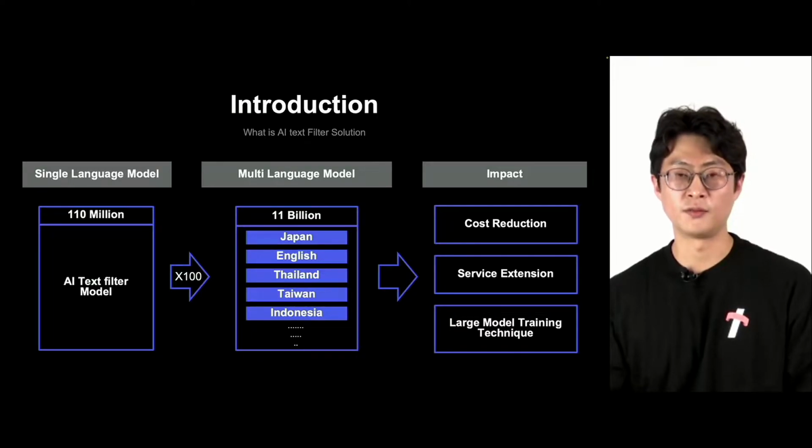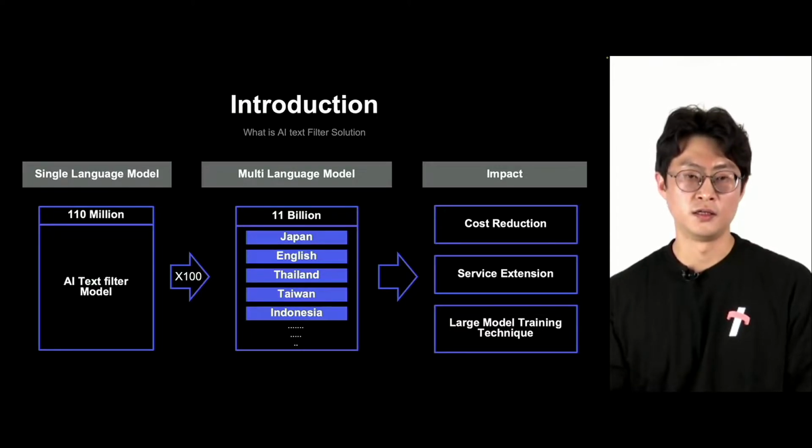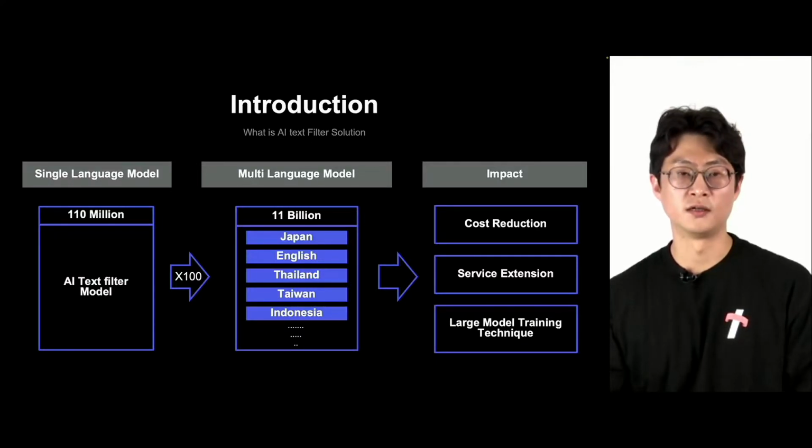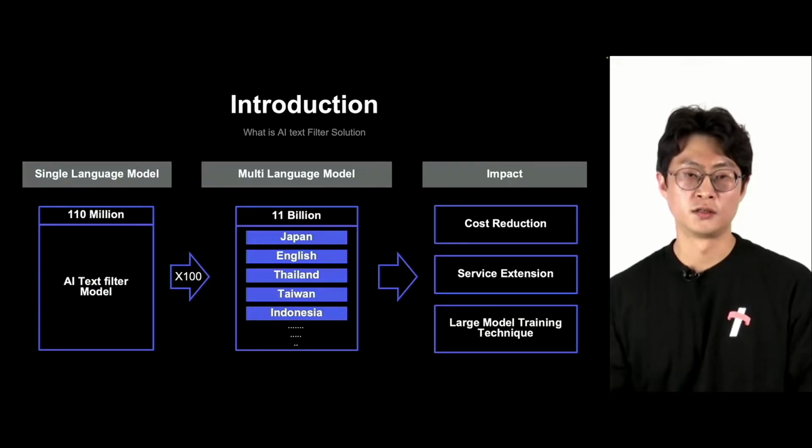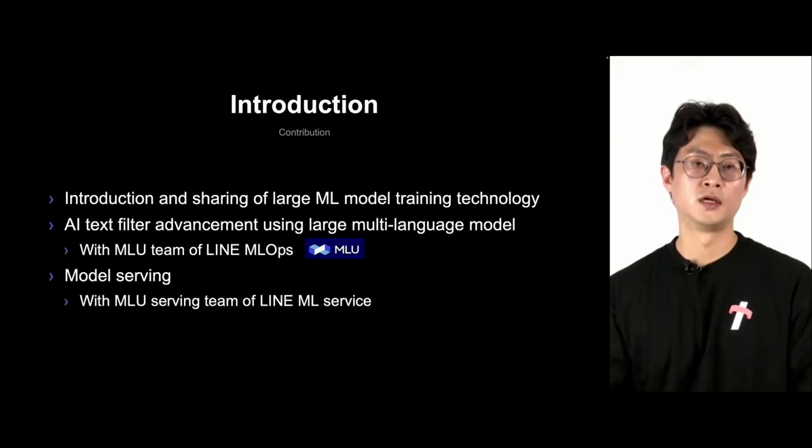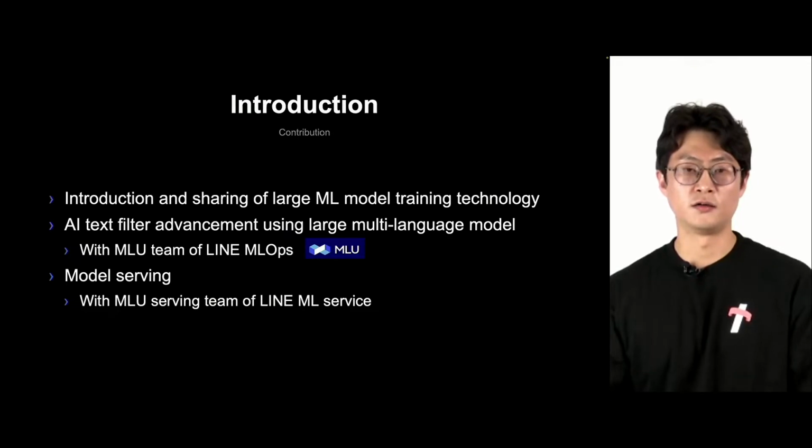The single language model that we're servicing right now has 110 million parameters. We have expanded this to an 11 billion parameter multi-language model, which is 100 times bigger. We were able to reduce the cost of development and service, and we can also expand to various languages because this is a multi-language model. Lastly, we have been able to adopt a training method for large model training.